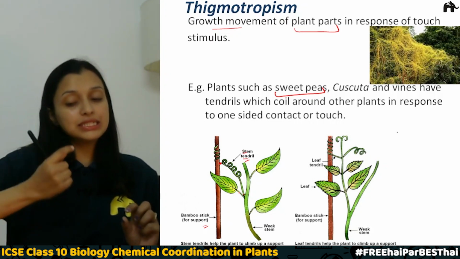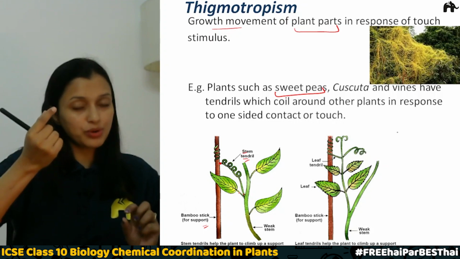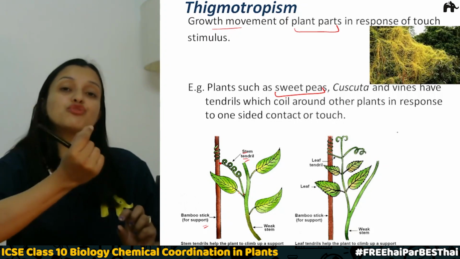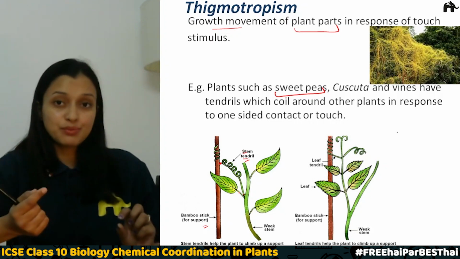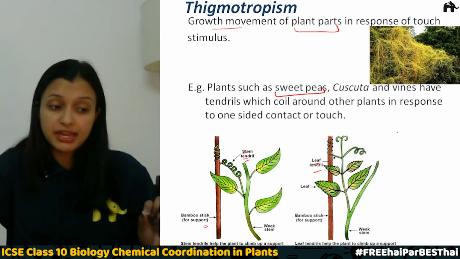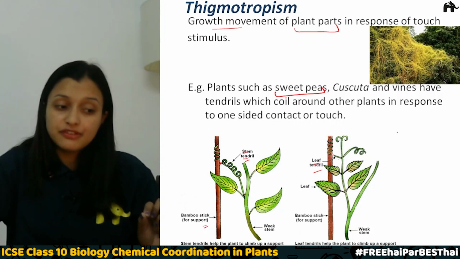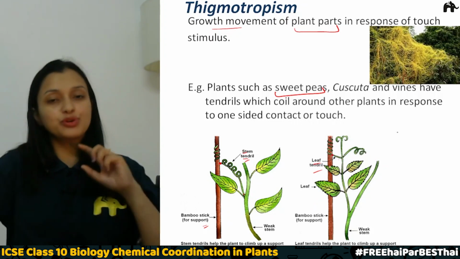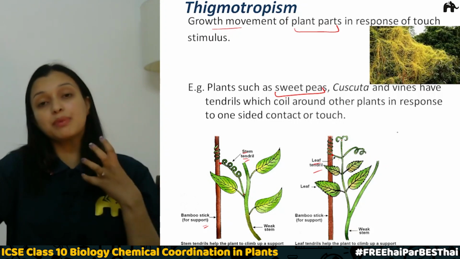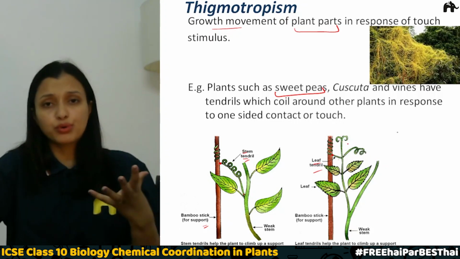So basically this particular plant needs a support, so this touch creates a stimulus. This starts the movement of coiling around the support. There are leaf tendrils as well, where as soon as the leaf tendril comes in contact with any support, it starts coiling around the support and gives this particular weak stem a support, right?